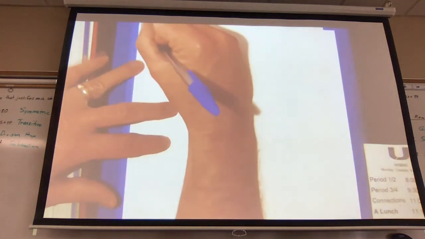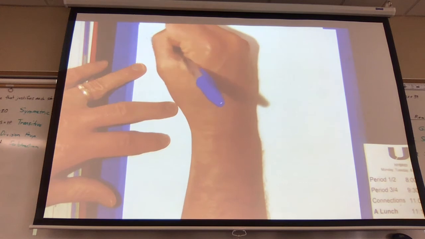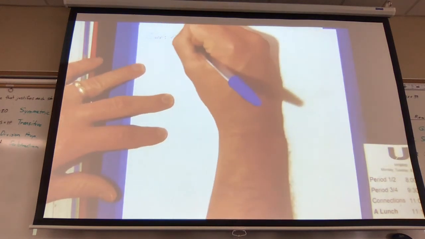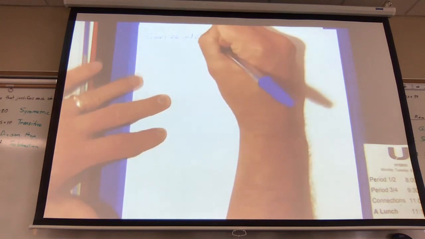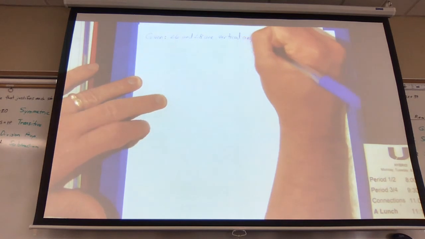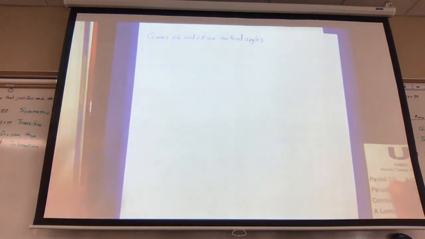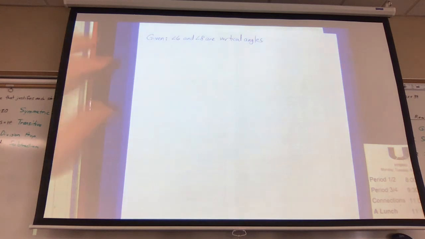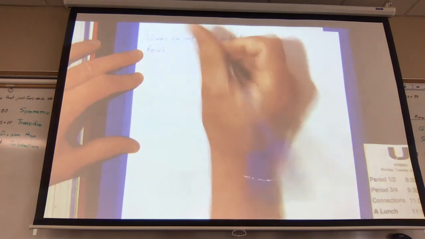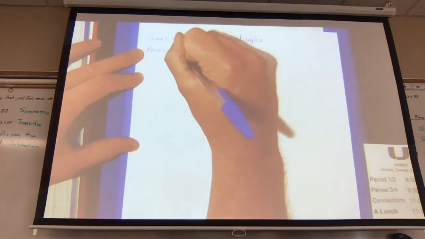Now, again, with your proofs, they're always going to start by giving you something, or given on this one. That angles 6 and 8 are vertical angles. And we're trying to prove the vertical angles theorem. The vertical angles theorem says if they're vertical angles, then they're congruent to each other. So we're going to prove that 6 and 8 are congruent to each other.